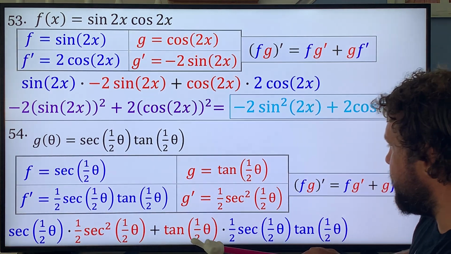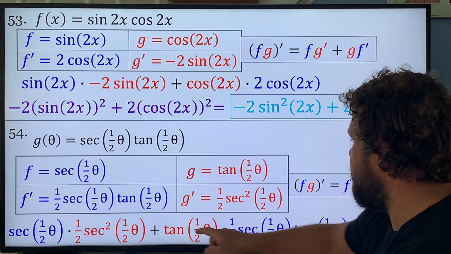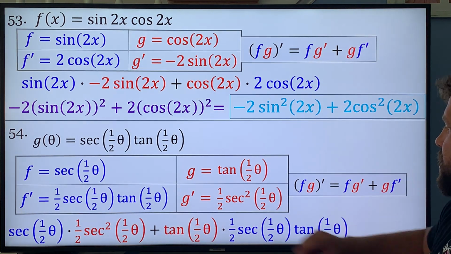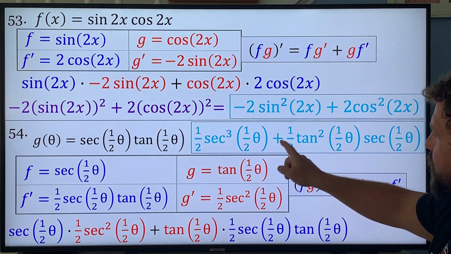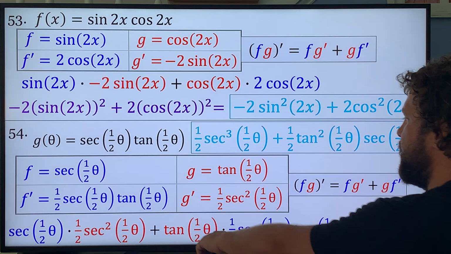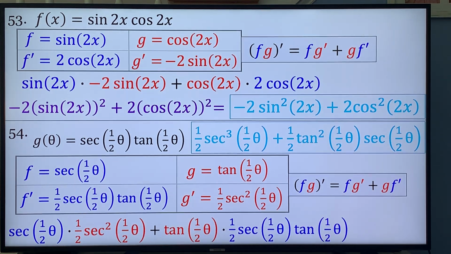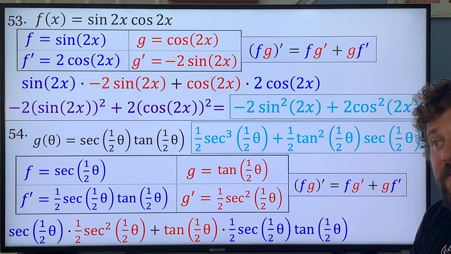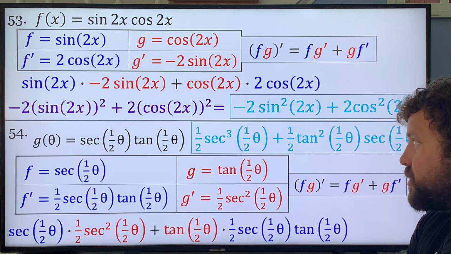That means there's 3 of them there. You got 1/2 dragged to the front. Tan, and a tan is a tan squared, secant. Secant cubed 1/2 theta, plus 1/2 tan squared, because of the 2 tans, 1/2 theta, secant 1/2 theta. Isn't it fun writing trig stuff? Not that much work, it just gets confusing with all the letters and the numbers and all that other fun stuff mixed up.